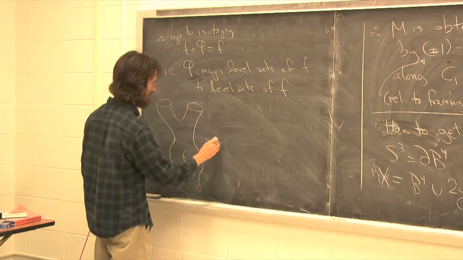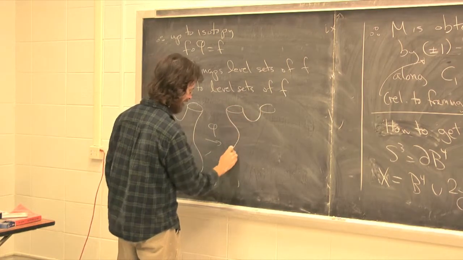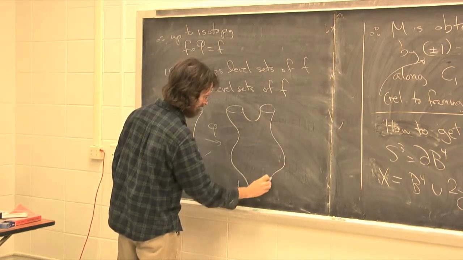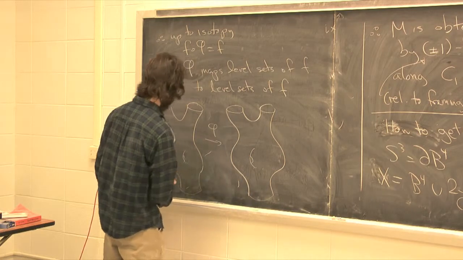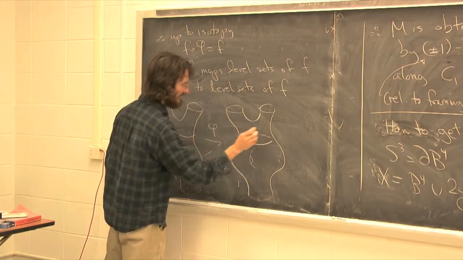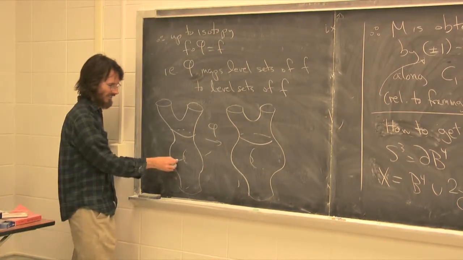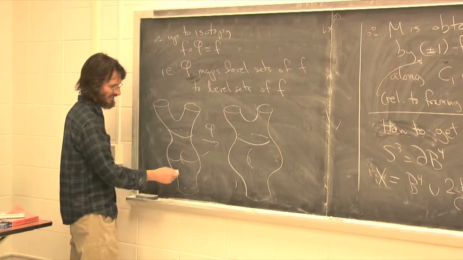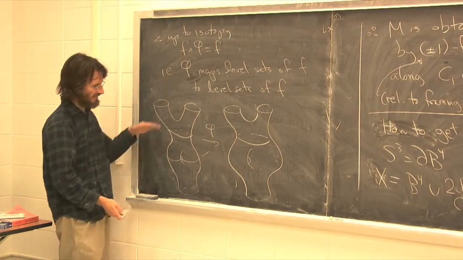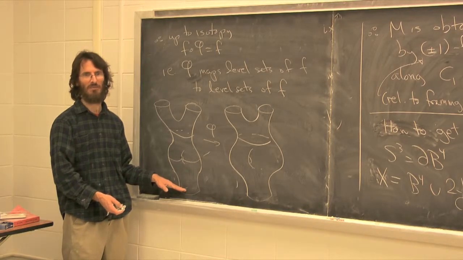And then that's mapped by some phi, the same thing. And what it means is that phi respects level sets. And if it respects level sets, then notice that it also respects a decomposition of the surface into elementary pieces, like here's pants, for example.